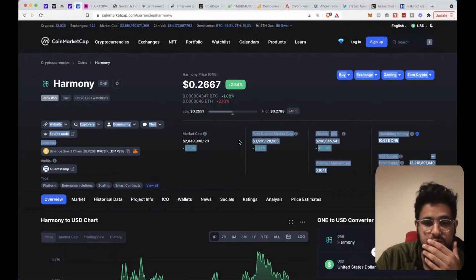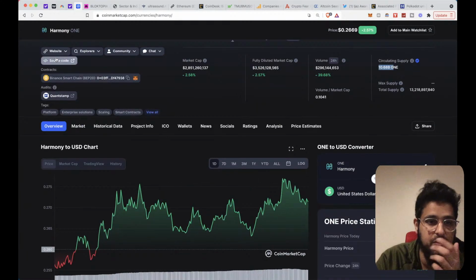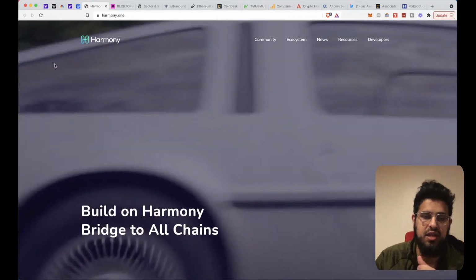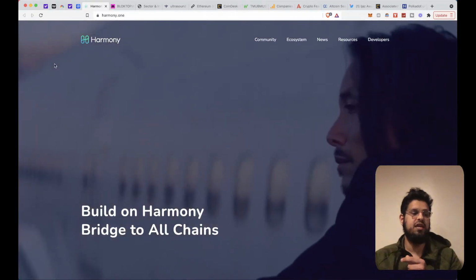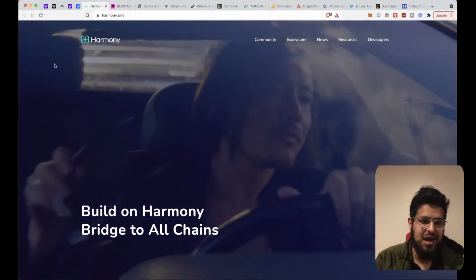So the market cap is still only 2.8 billion, a long way to go. A lot of their supply is now minted, which is good, so we shouldn't get any more downward pressure on the price. And maybe that's one of the reasons why they're finally moving now, right? Bridges have started to now take popularity. I think they were a little bit early for their time, and now they're starting to move, right?